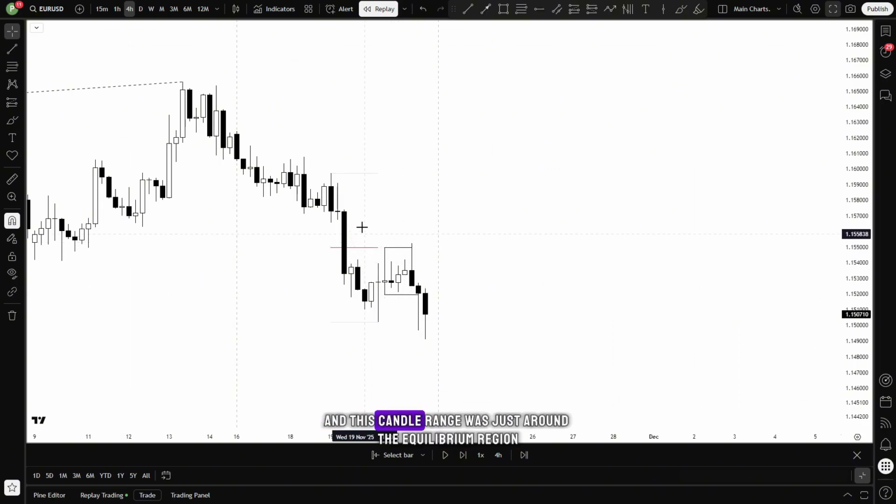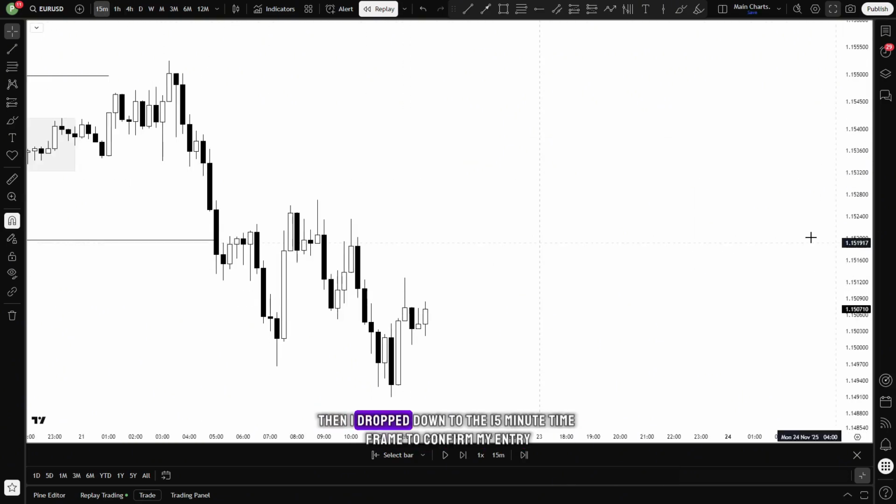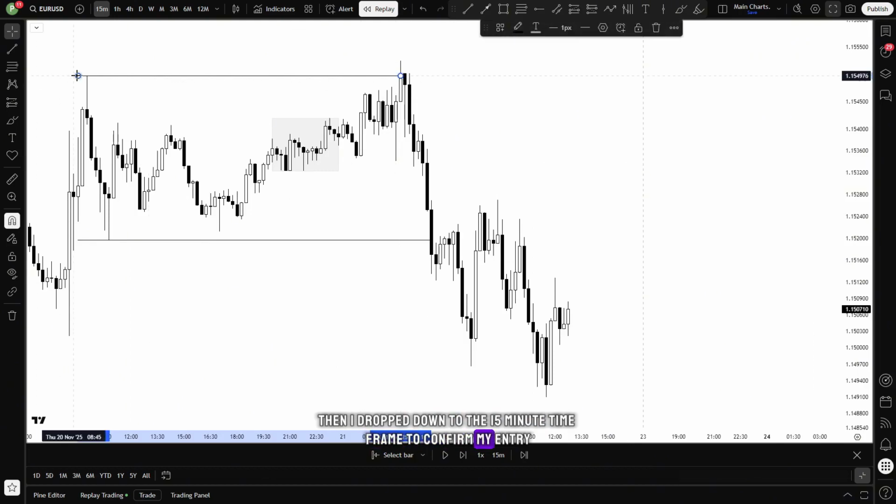Okay, and this key level and this candle range was just around the equilibrium region, and above that we had this premium region of the dealing range. Okay, and then during the London Open session on Friday, my expectations were simple. I expected price to take out this candle range high, reach the higher time frame daily fair value gap, reach the premium region, and then have an expansion lower. Okay, and then right here, once we had the purge above the candle range and once we reached the premium region, after that, I dropped down to the 15-minute time frame to confirm my entry.